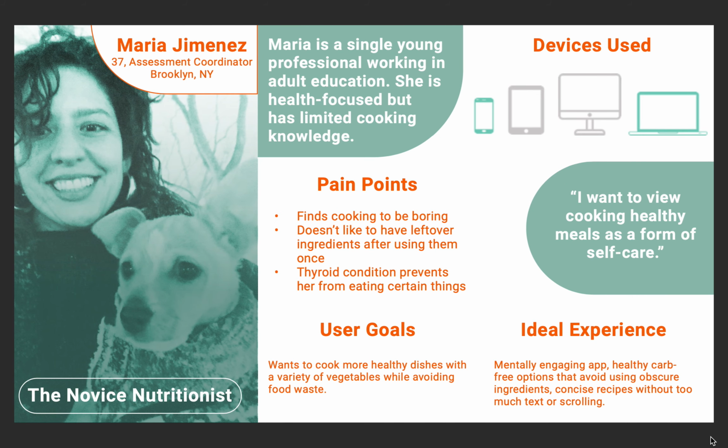This is Maria. She's similar to Alec in that she doesn't really like cooking, but she would like to be able to eat healthy. She made a really good point that she views it almost like self-care. So she would be interested in having healthy meal suggestions, but she does have a thyroid condition, so she would need an app that would be able to tailor recipes based on that.